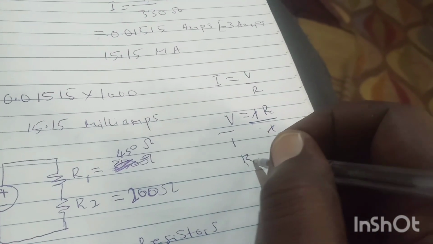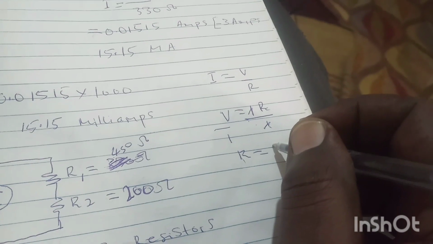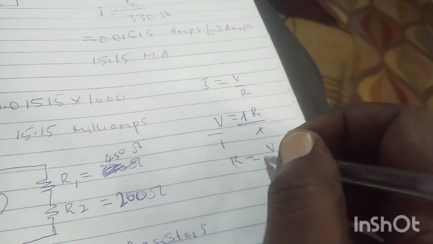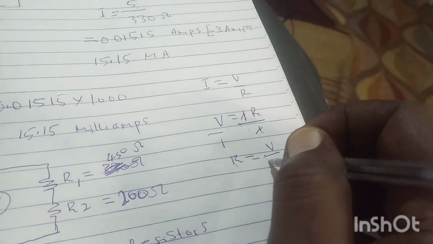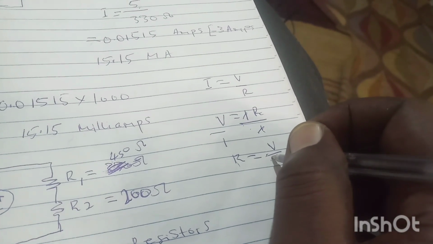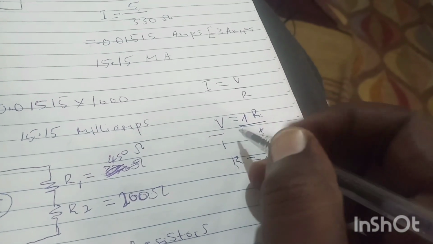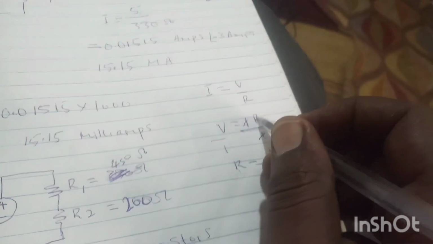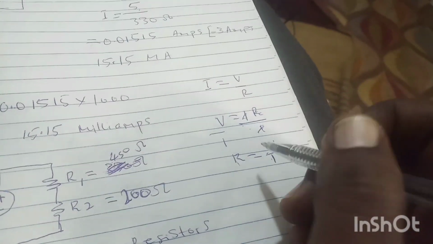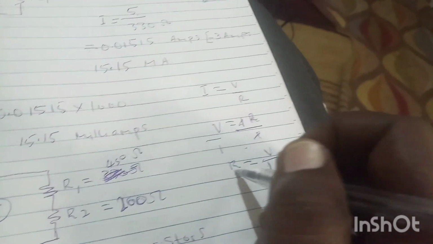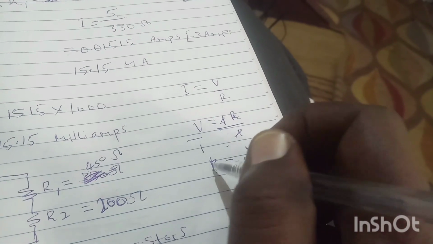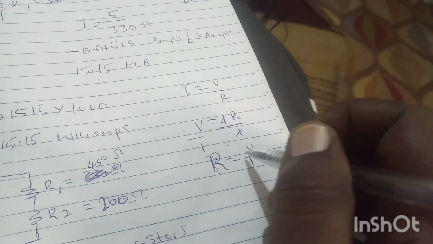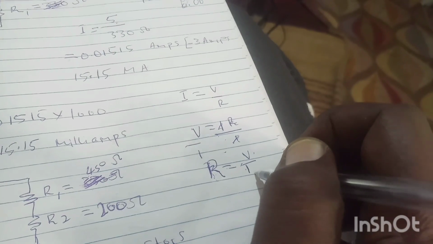Now resistance will be equal to V, voltage, over current. You are calculating resistance. We divided by current both sides, so current and current will cancel, so you are left with R, which is resistance. Handwriting, guys, you have to forgive my handwriting. This total resistance will be equal to voltage over current.